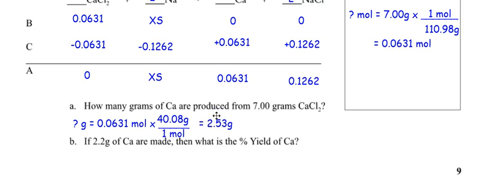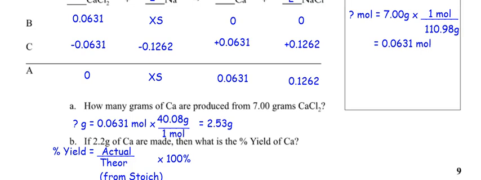Okay, so now what? If 2.2 grams of calcium are actually made, what's the percent yield? So percent yield is equal to actual over theoretical. Oops, that's from your Stoich, right? I'll move this up so you can see it. Theoretical from your Stoich, all right, times 100. And so that will be my actual, or actually made, is your 2.2 grams. Well, how much did I make from stoichiometry of calcium? Oh, that's right here. I made 2.53 grams from my stoichiometry. And then I'm going to times it by 100%, and I get 87%.